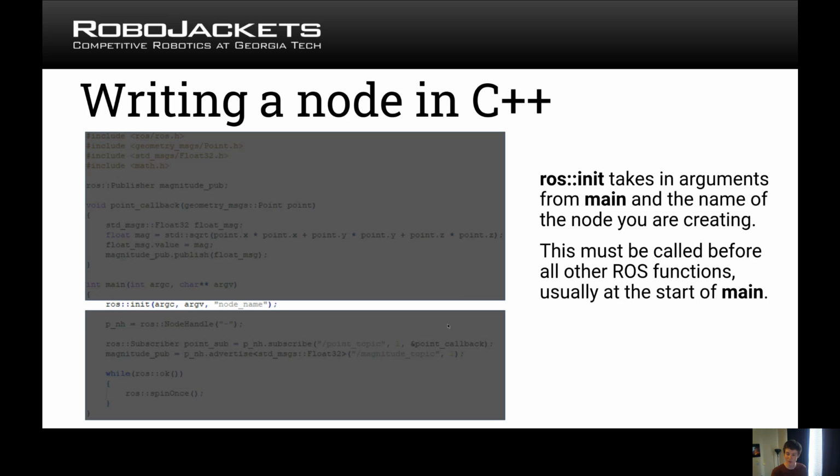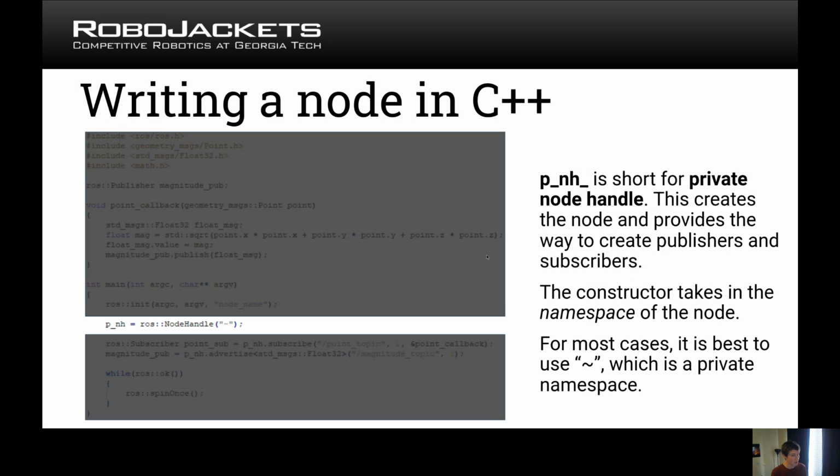I don't know. This is a little bit of a contrived example, but we can then create a private node handle, and this node handle gives us a way to create publishers and subscribers, right? You'll note that we've got a string that we're passing to the constructor of this, and that string takes in the namespace of the node. For most cases, you're just going to want to make it a private namespace, although there's a lot of other information. I think last week's video had a longer explanation of what the node namespaces mean. In general, tilde means private, which just means that it's its own namespace for this node specifically.